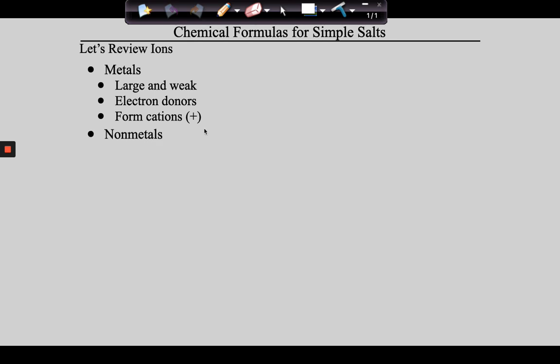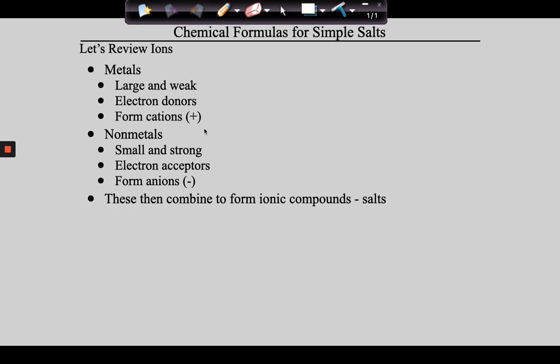Okay, then guys, the nonmetals over on the right-hand side are small and strong. As a result, these things take in electrons, and when they do that, they become negative ions. And when the positives and negatives all attract together, these form compounds that we call salts. Does that all sound familiar to you? Are we all okay on that common foundation?